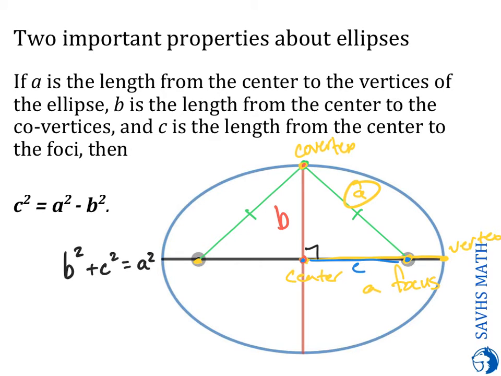If I get c squared by itself, I can subtract b squared. To do that, I get c squared equals a squared minus b squared. And that's exactly the equation that's written up here.